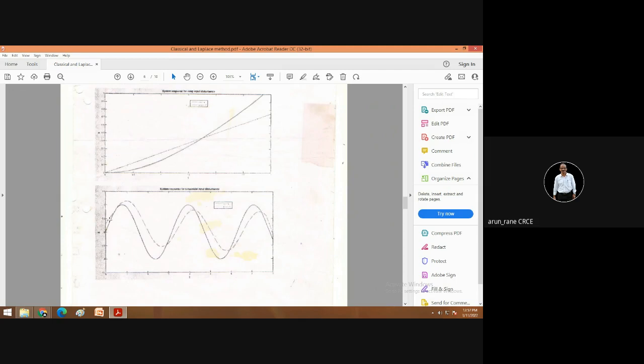Now in case of sinusoidal, this is my input and this is my output, and at any point you can get the error. As a control engineer, you have to see that this and this map onto each other. They fit exactly on each other. Is it clear what I said? That means the error is zero.